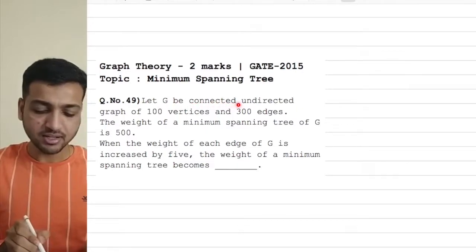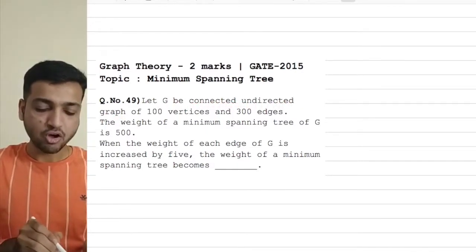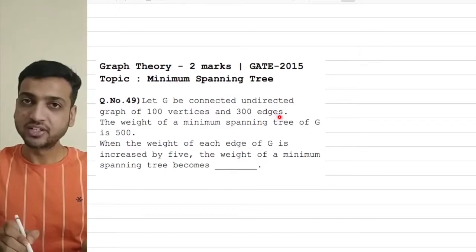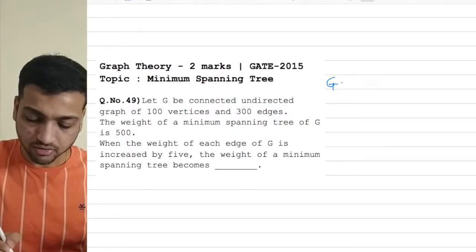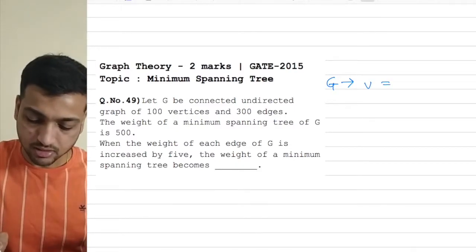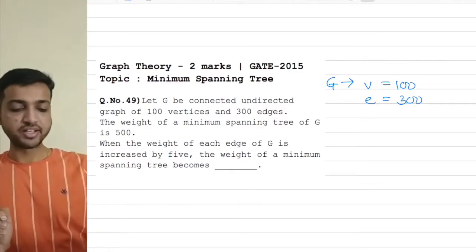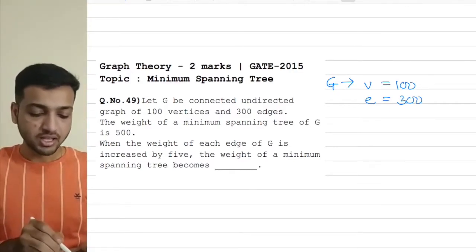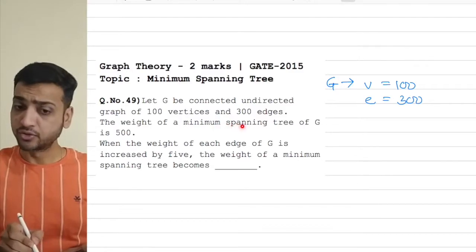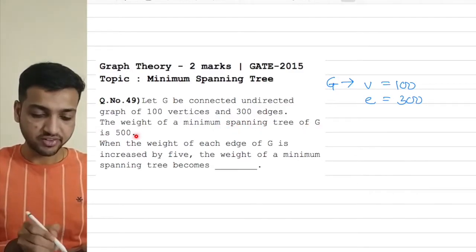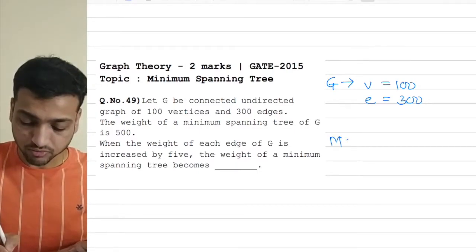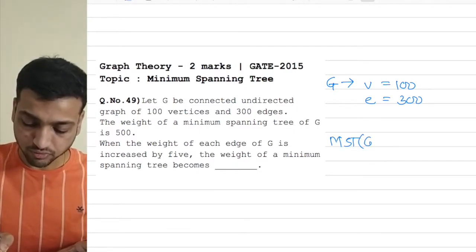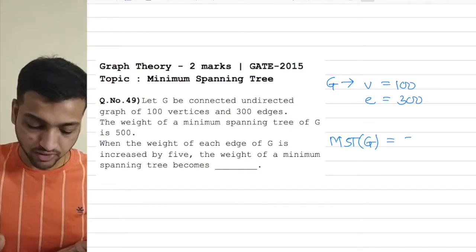Let G be a connected undirected graph of 100 vertices and 300 edges. So let's quickly make a note of it. We have G as our graph, which has vertices equal to 100 and edges equal to 300. Fine. Let's go ahead. The weight of the minimum spanning tree of G is 500. Okay, interesting. So they have mentioned the weight of the MST of this graph. So the MST of graph G has a weight of 500.